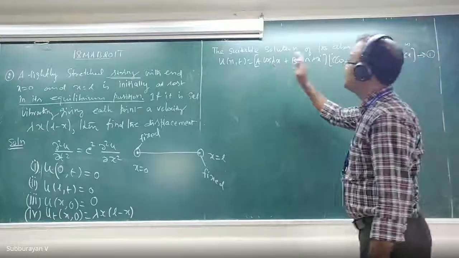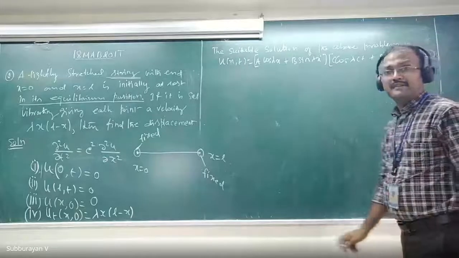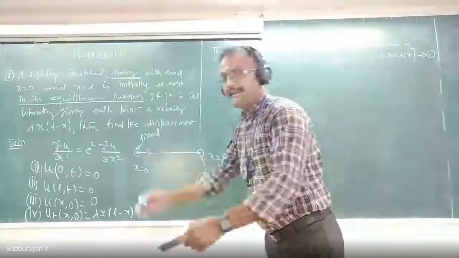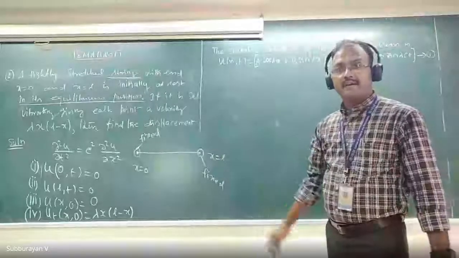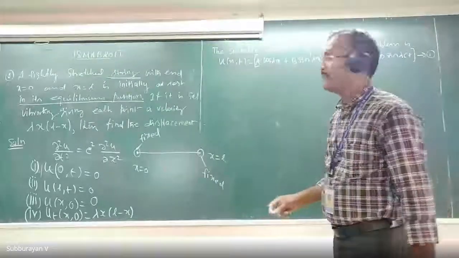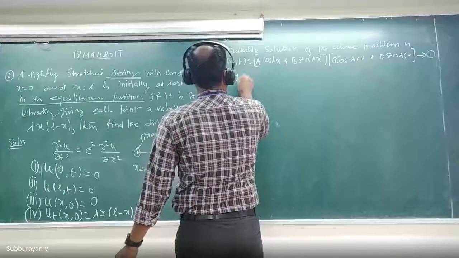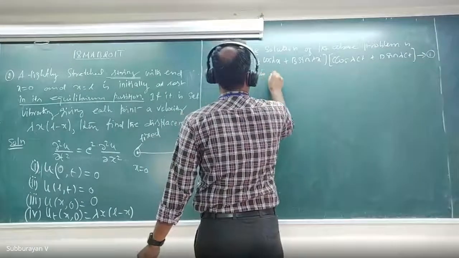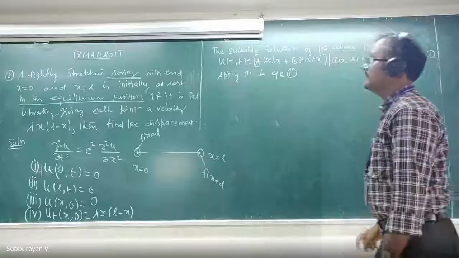A cos lambda x plus b sin lambda x into c cos lambda ct plus d sin lambda ct. Now apply the conditions one by one in order to determine the values of the arbitrary constants and lambda. Now apply condition 1 in equation number 1.